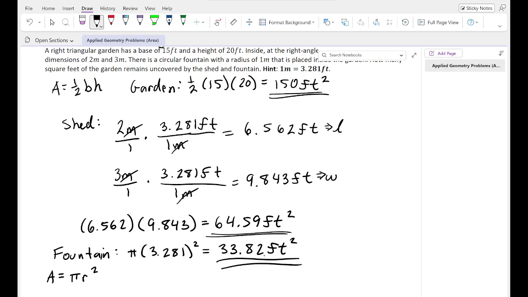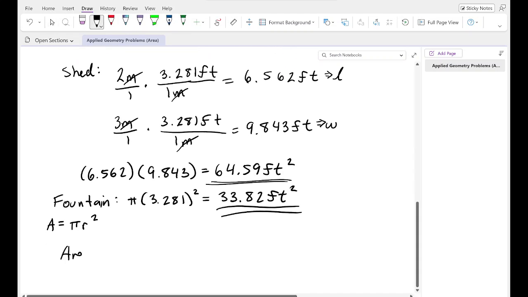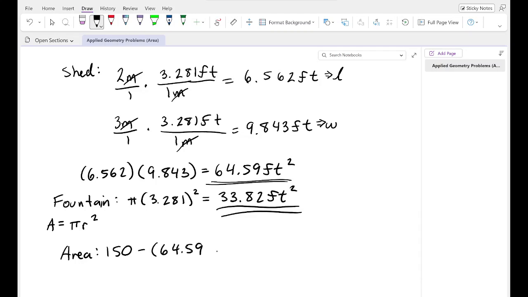So now I have the total area of the garden, the total area of the shed, and the total area of the fountain, and I can find out how many square feet remain in the garden that's not covered by the shed or the fountain. So the area is going to be the total area, which is 150, minus the sum of the 2 smaller areas. 64.59 plus 33.82. And again, when we do the math, we're going to end up with a total area that's uncovered as 51.59 square feet.